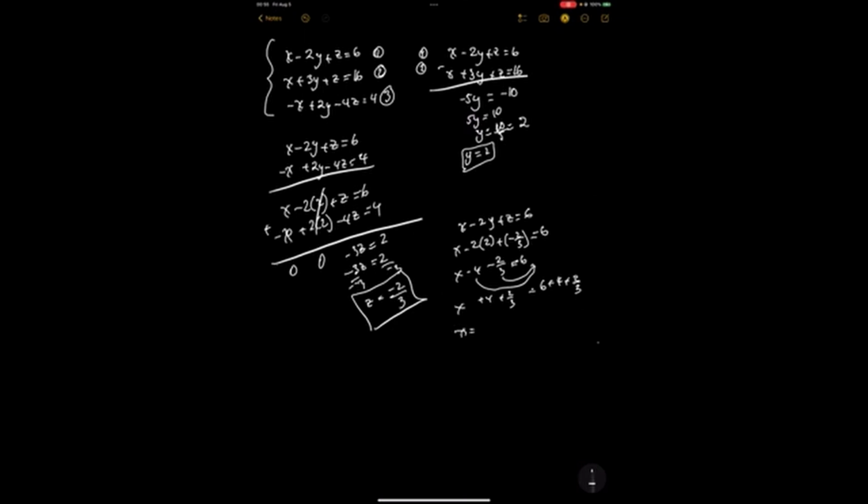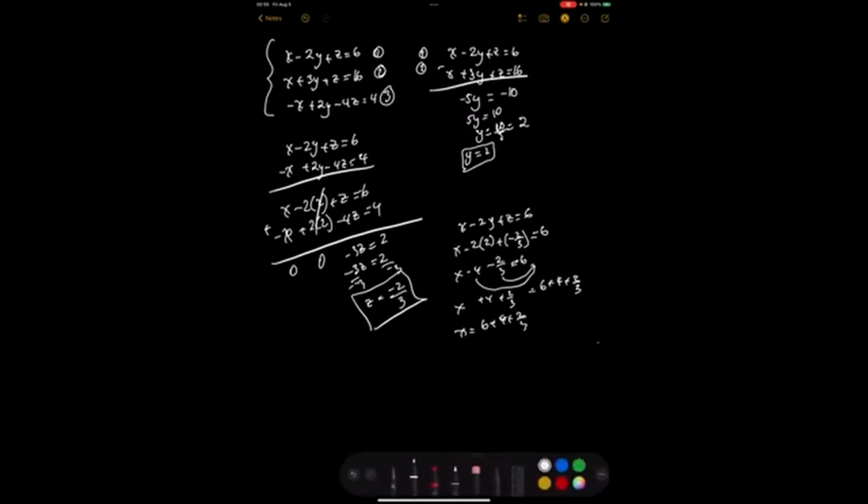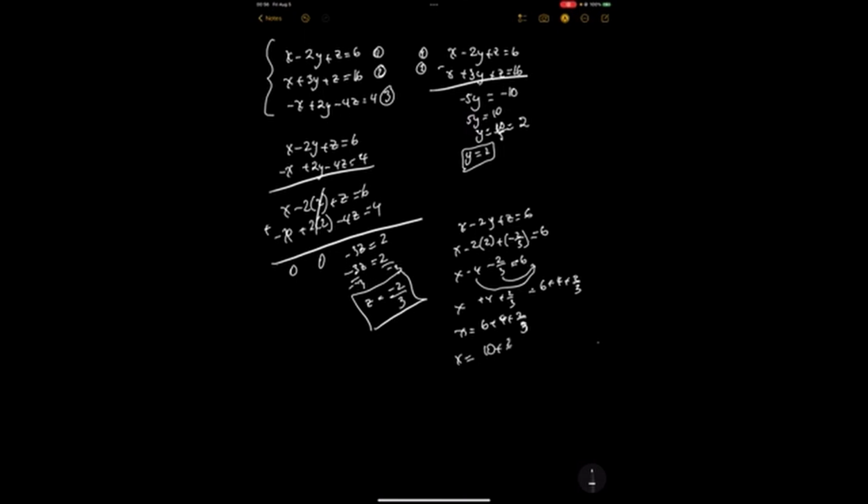So I have x equals 6 plus 4 plus what? 2/3. Yep, plus 2/3. So that means x would equal 10 plus 2/3. And so x would equal 32/3. And guess what? Problem solved. So now we have the solution for x, y, and z.